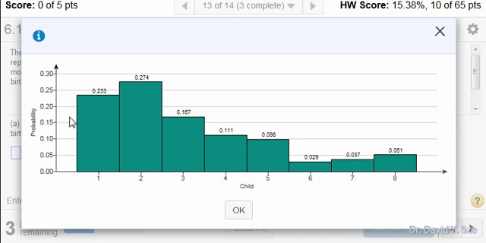This is a probability distribution. If we add up all of these decimals, we should get 1 or 100%. Sometimes it's not quite 1 due to rounding. It might be 0.999, it might be 1.001. It might be a little bit off because of rounding.